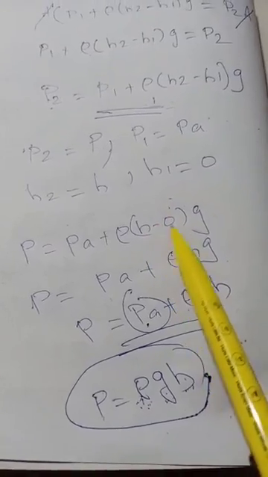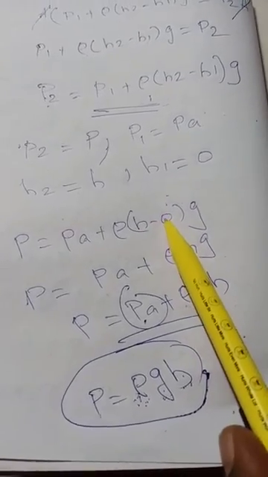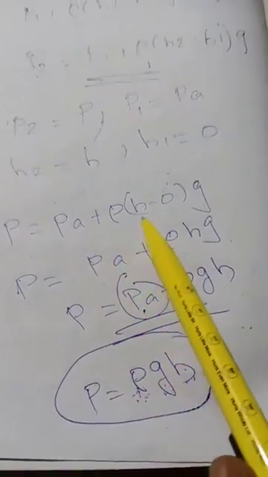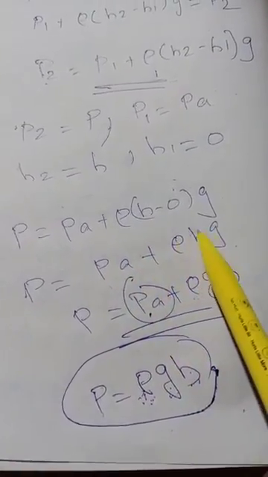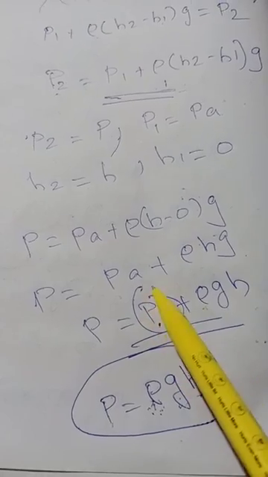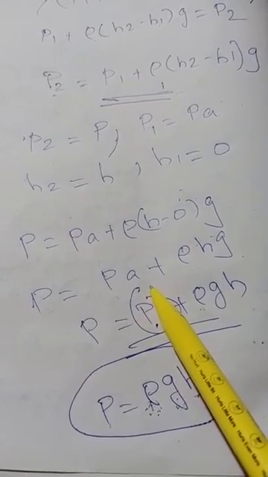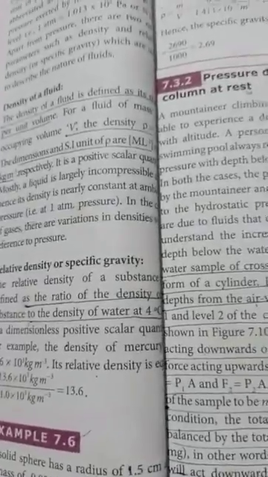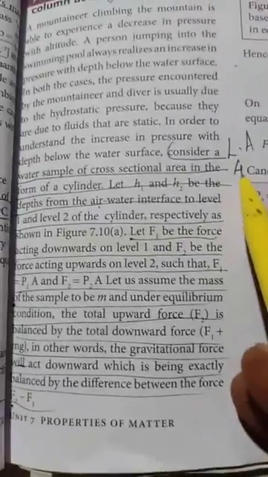Now we know that height H1 is 0, so H2 is H. So we will get P is equal to PA plus rho g H. Now the atmospheric pressure you can neglect. So when we neglect the atmospheric pressure, what we will get? P is equal to rho g h. And you can mark this question. It is a long answer, question number 4. From this part you can mark.